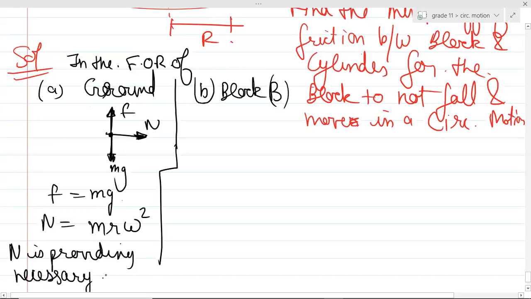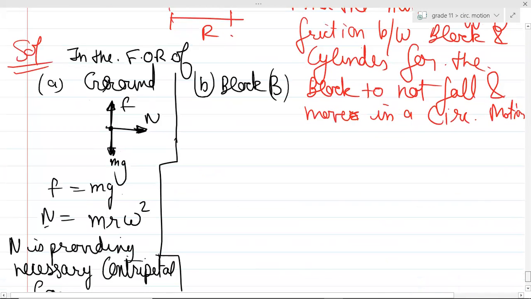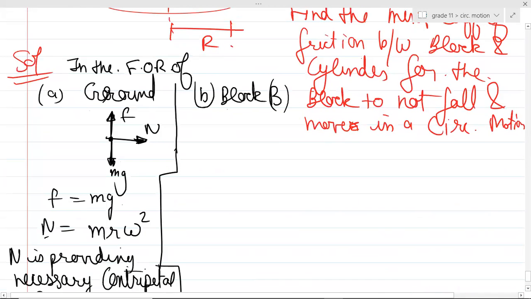Both are different things, you know? Don't confuse them, don't apply them together. N is providing the necessary centripetal force. This is how you'll say N is equal to m r omega square. If you do it in the frame of reference of the ground, the acceleration will be towards the center, right?